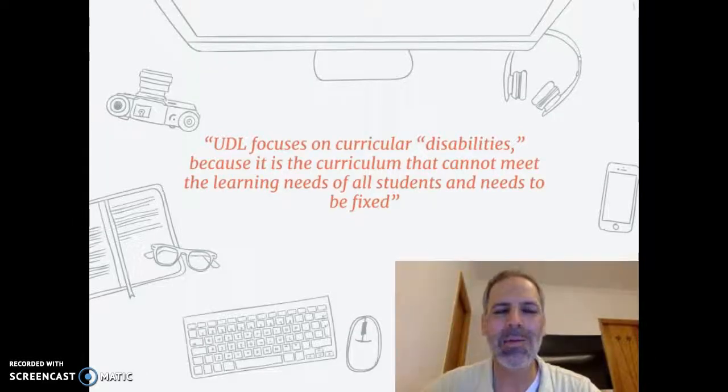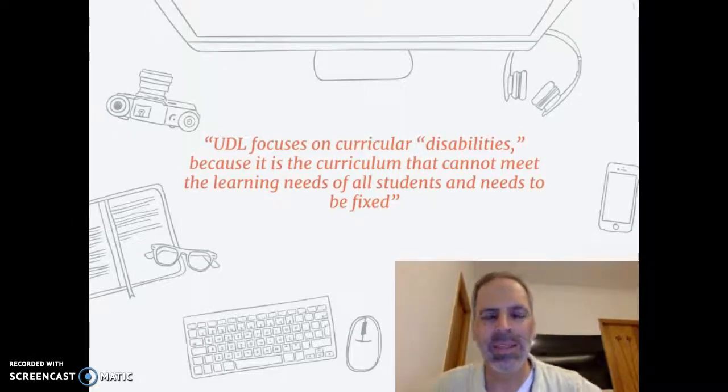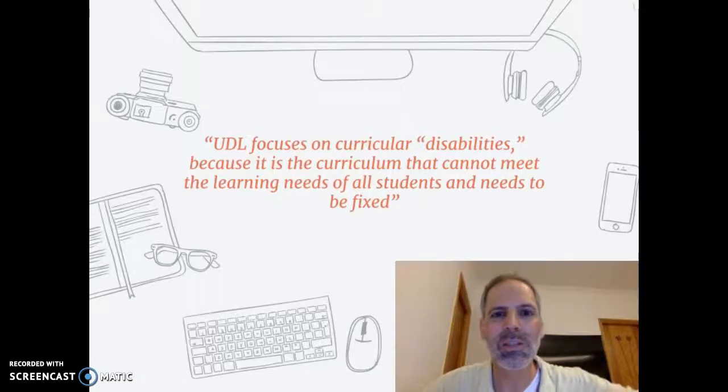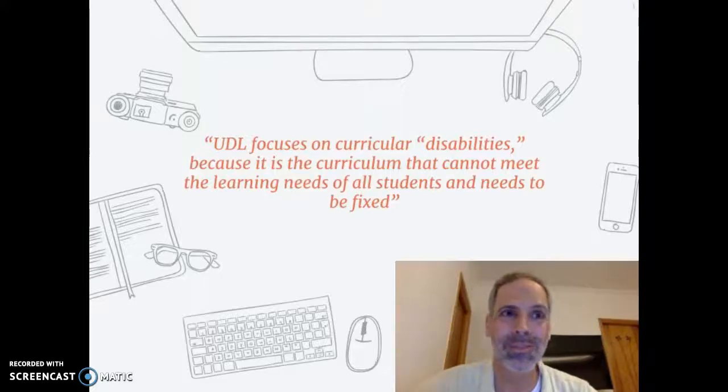Powerful, right? We're learning that what we've been given, what's been used, the way things have been done, what we've perhaps created is disabled, right? It is something that needs fixing. Not our students. We can't label our students. They're coming in with differences. It's our job to meet their needs and understand their differences, just like you and I are.